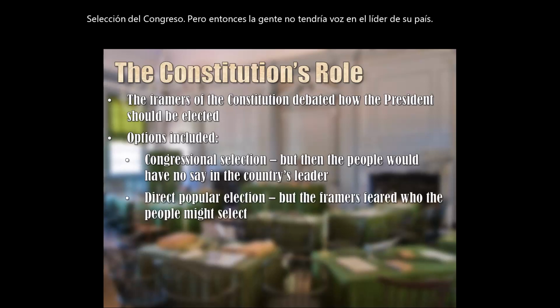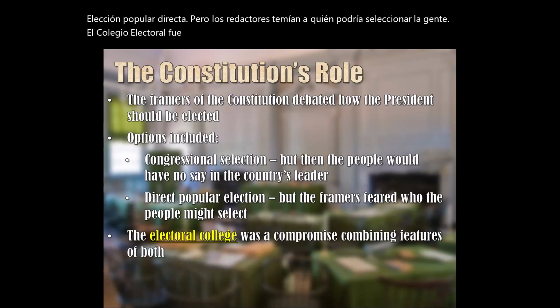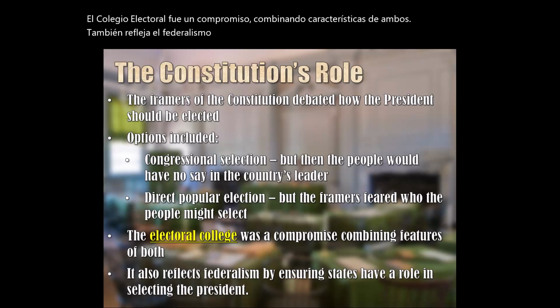Direct popular election, but the framers feared who the people might select. The Electoral College was a compromise, combining features of both. It also reflects federalism by ensuring states have a role in selecting the president.